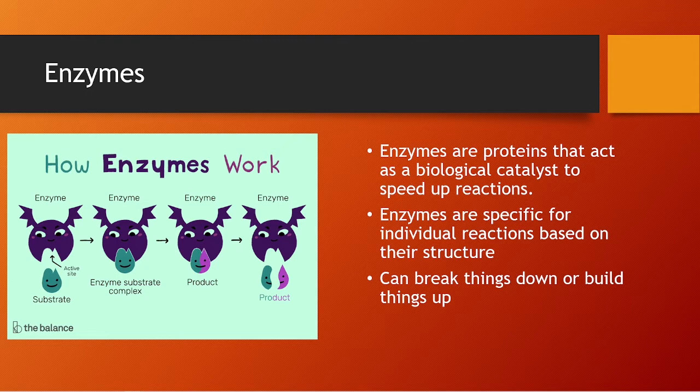Enzymes are proteins that act as biological catalysts to speed up reactions. They work exactly the same as all sorts of catalysts that we use in chemistry, but they are the biological form of it. Each enzyme has a specific individual reaction that is based on its structure. It can break things down or build things up. So we start with a substrate, it attaches to the enzyme that works with it, and it can split it into two separate products.